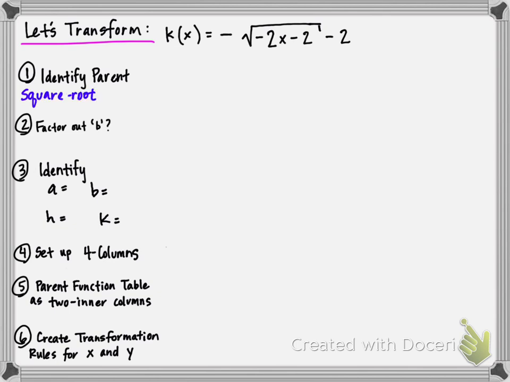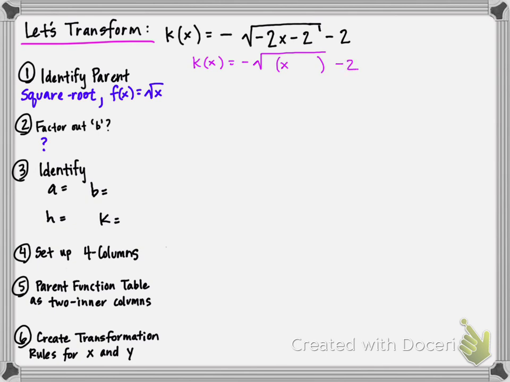And we also need to write our function, right? F of x is equal to square root of x, right? That comes in handy with our parent function, 4 columns. Do we need to factor out b? Well, it kind of looks like it again. Isn't there something in front of x? So let's factor it out. We have k of x is equal to negative square root of something parenthesis x something, and then minus 2.